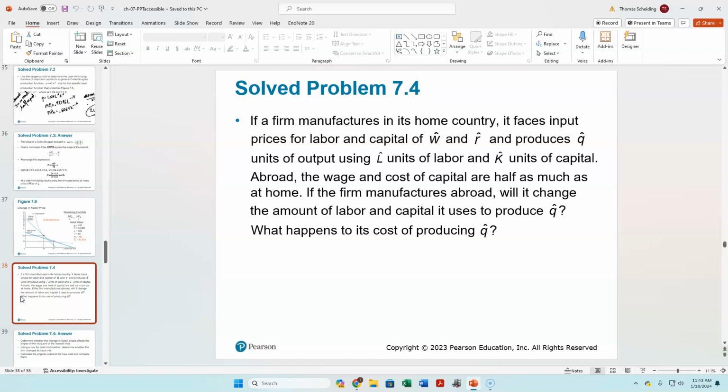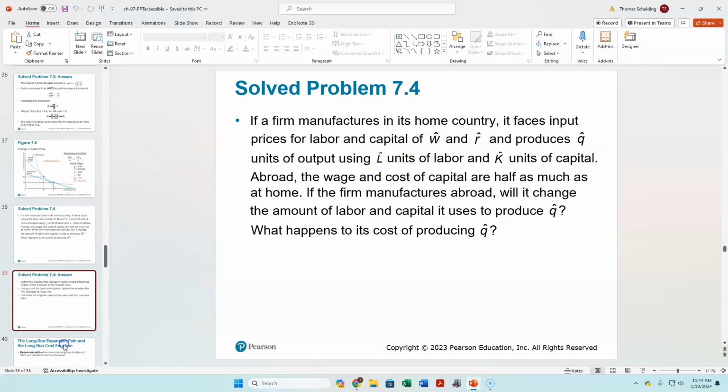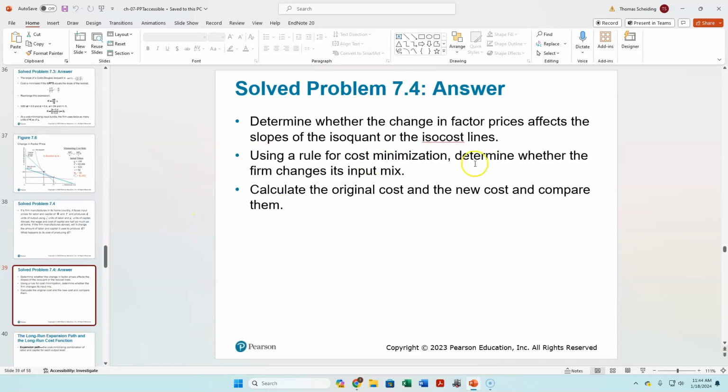Well, notice this. If both the wage and the cost of capital are half as much, the ratio itself is not going to be changing. So in order to produce these items, we're not going to see any change in the fundamental ratio.